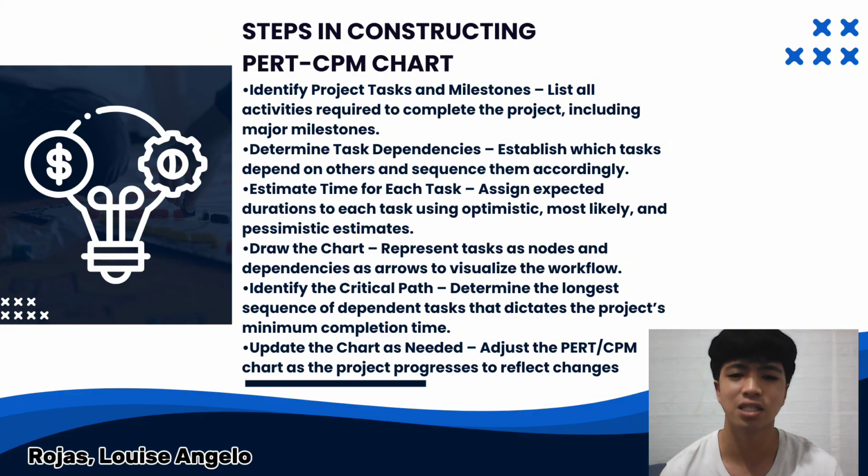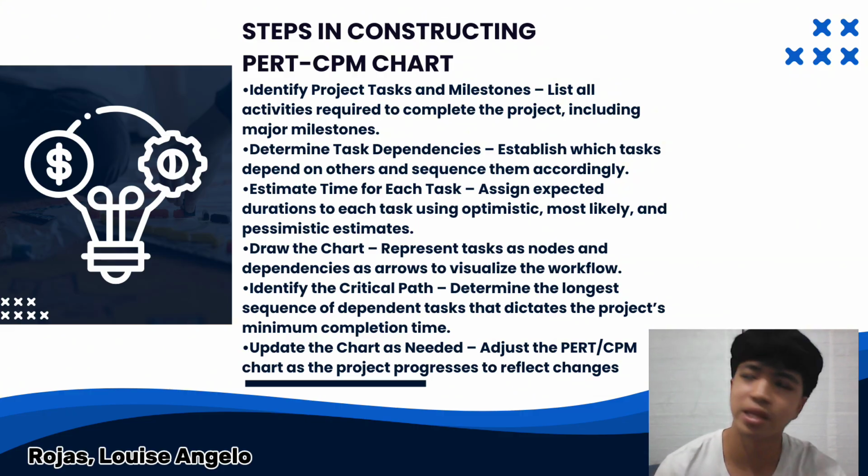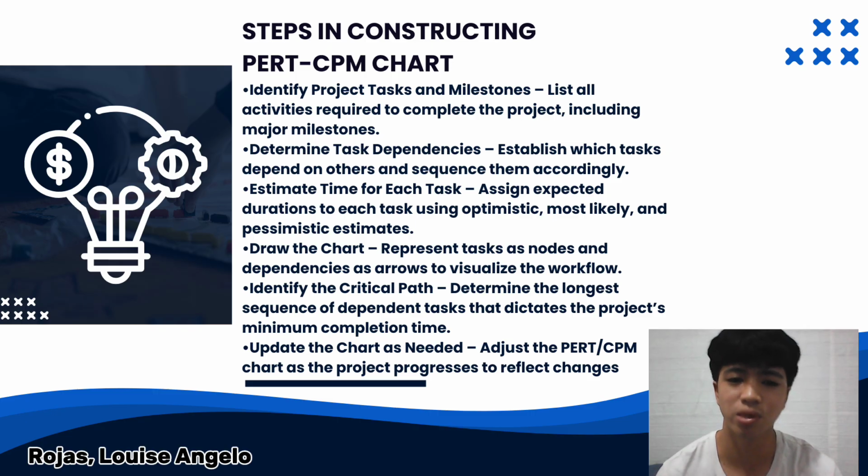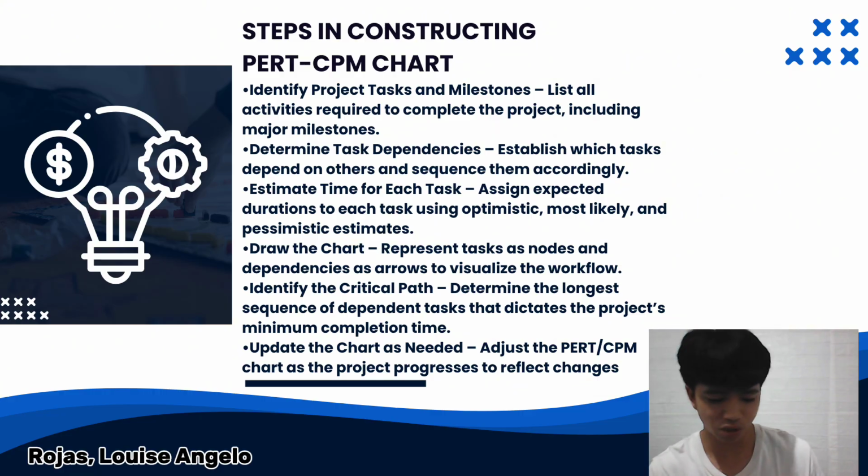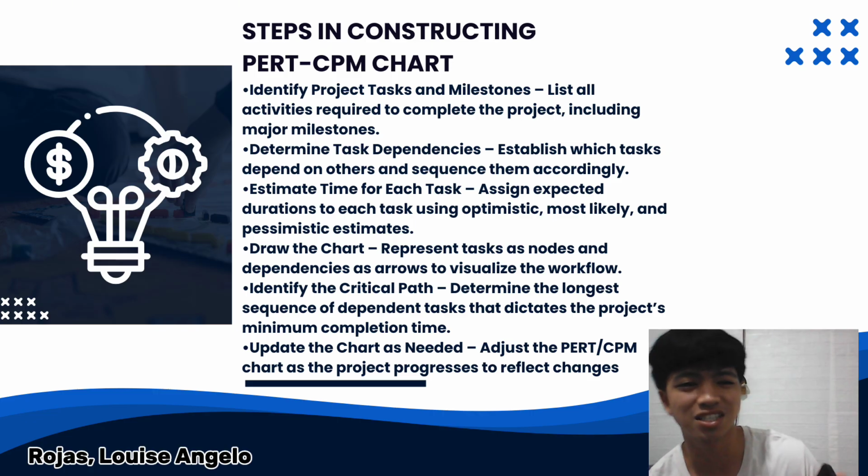And the fourth is draw the network diagram. A visual representation of tasks and dependencies helps track progress. For example, a network diagram with tasks as nodes and arrows showing dependencies will make it easier for the business owner to clarify the workflow. So I have a picture here of how a workflow of drawing the network diagram looks. This is a drawing of the network diagram.